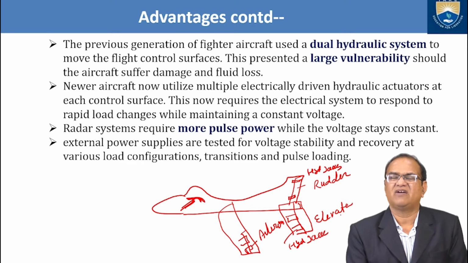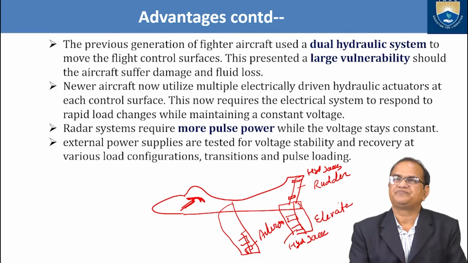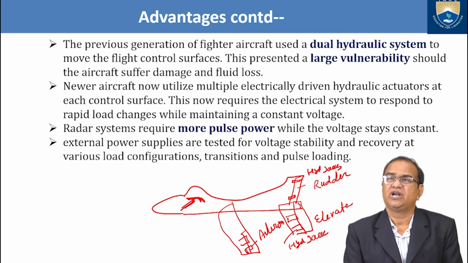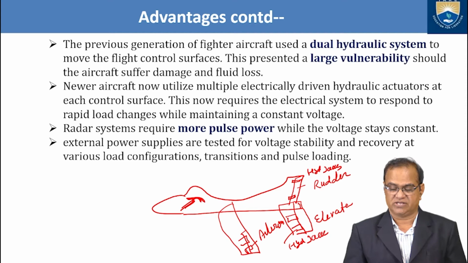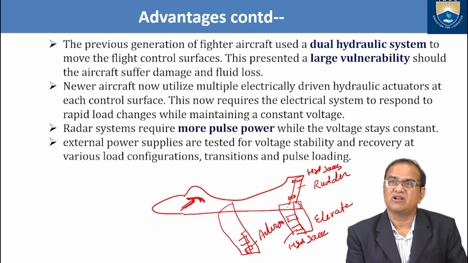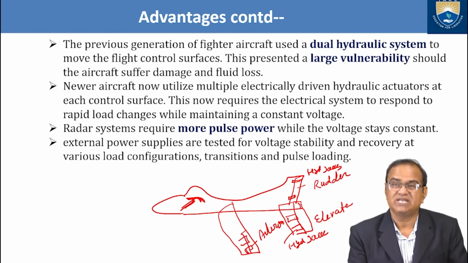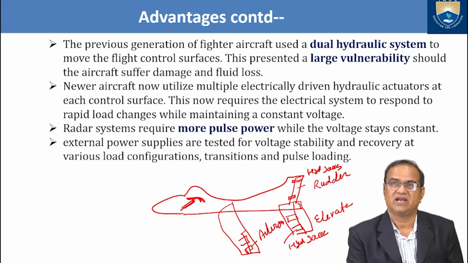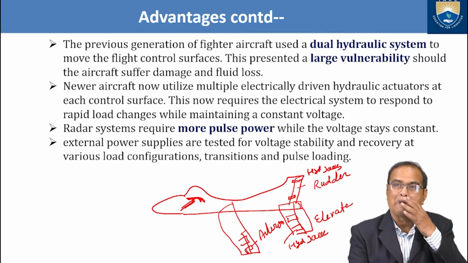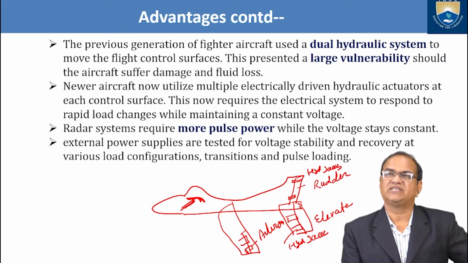Same way, elevator left and up and down. So what happened now? Dual hydraulic systems were used to move the flight control surfaces. This presented a large vulnerability should the aircraft suffer damage and fluid loss. If these lines are damaged, the flight becomes very vulnerable, and if your line is broken, there will be a loss of fluid.